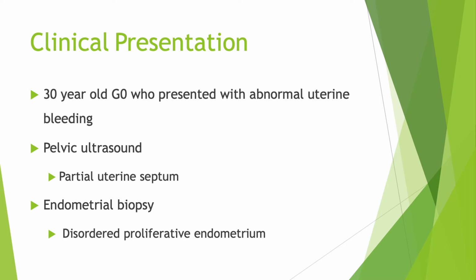We present to you a case of a 30-year-old gravida 0 who presented to gynecology with abnormal uterine bleeding. Her past medical and surgical history were unremarkable, apart from a body mass index of 52. The remainder of her history and physical examination were non-contributory. She underwent a three-dimensional pelvic ultrasound, which revealed a partial uterine septum. Endometrial biopsy revealed disordered proliferative endometrium.